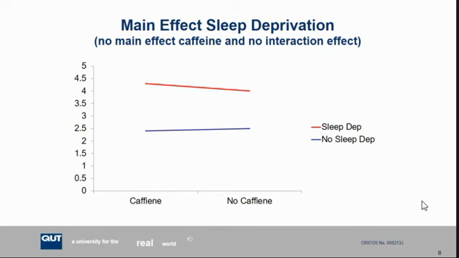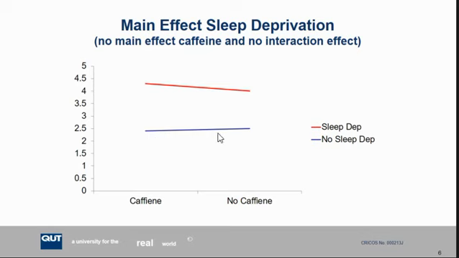Let's have a look at a couple of graphs that show us main effects, but no interactions. Here we have the people who were exposed to sleep deprivation, and here we have the people who were not. Regardless of whether they were given caffeine or not, the effects are quite the same for them. The people who were exposed to sleep deprivation and received caffeine have scores pretty much the same as those who were exposed to sleep deprivation but didn't receive caffeine.